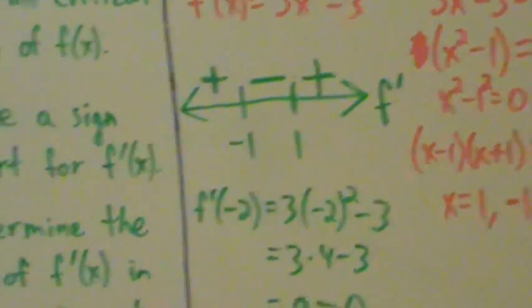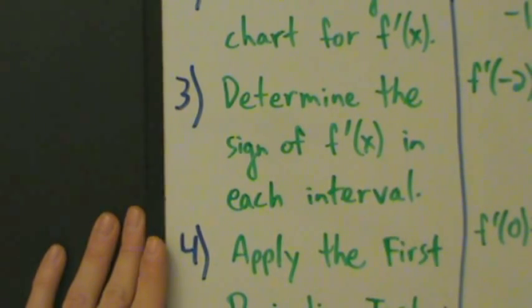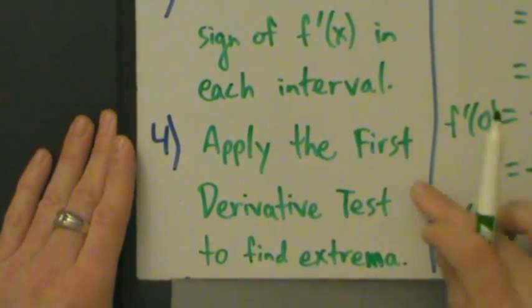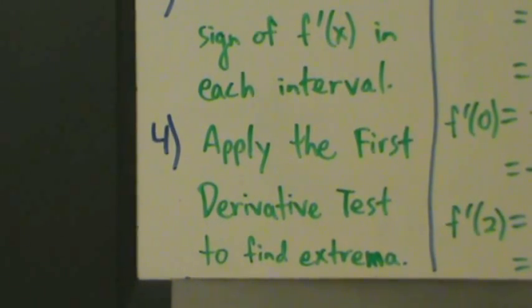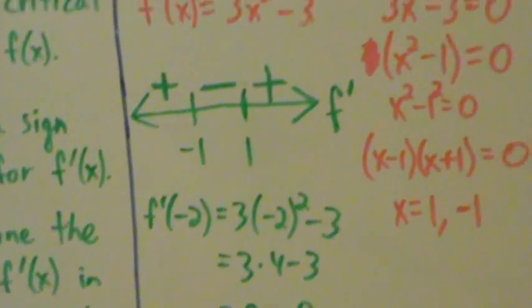So anyway, that's it for step 3. Determine the sign of the derivative in each interval. So we just did that. Now we go to step 4, apply the first derivative test to find extrema. So remember, the first derivative test, we talked about what it says in the last video. So let's apply that here.